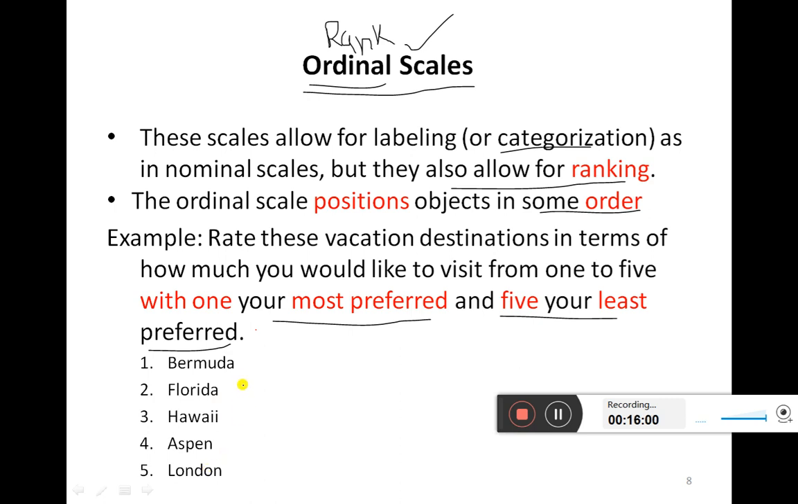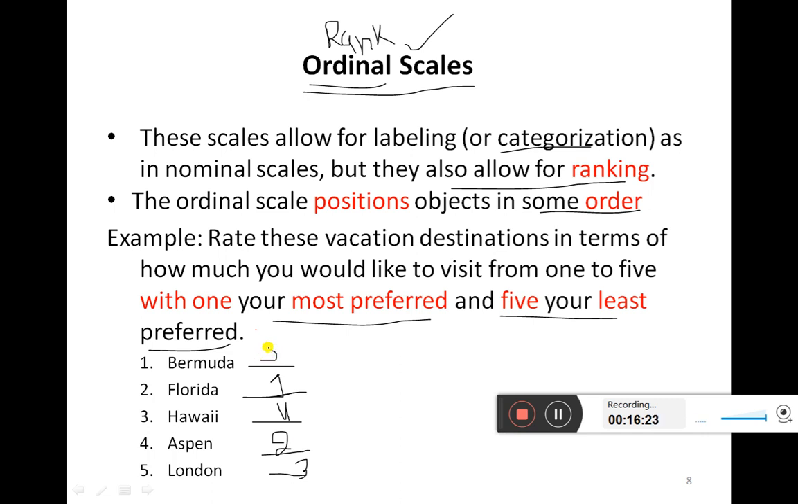Let's suppose I want to pick Florida. Florida will be my first option. Aspen will be my second option. London will be my third option. Hawaii will be my fourth option. And Bermuda will be, let's suppose, the fifth option.